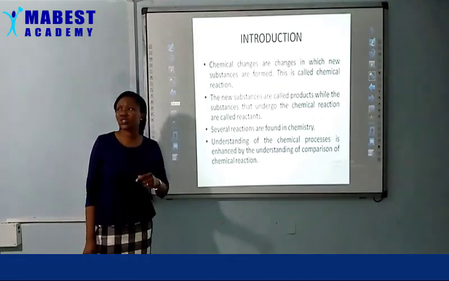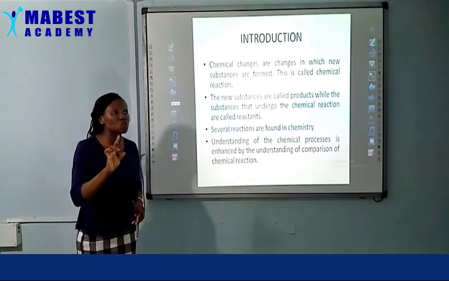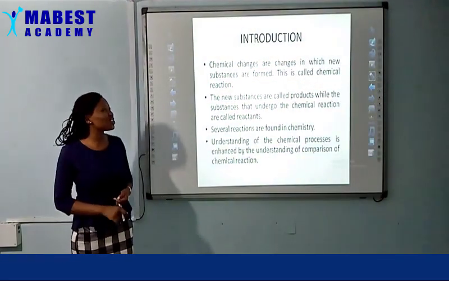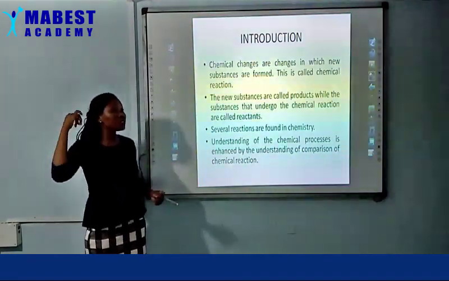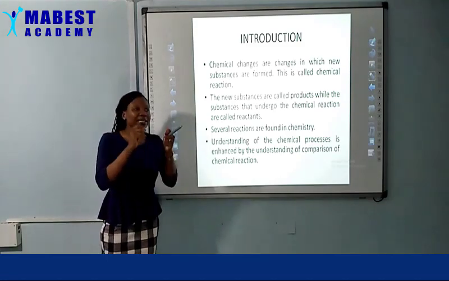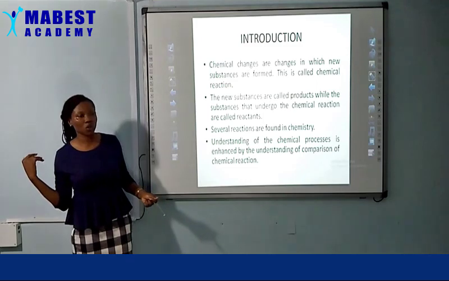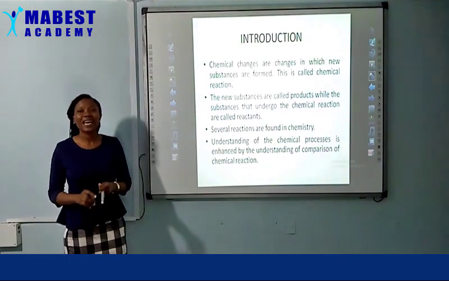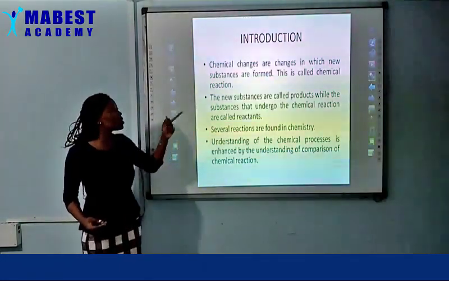As chemists, you should understand what chemical changes are. The understanding of chemical changes will enable you to fully understand what a chemical reaction really is. Chemical changes are changes in which new substances are formed. From your elementary chemistry, that means your chemistry in SS1, you were told that in physical changes, new substances are not formed, and you can easily get your original substance. But in chemical changes, new substances are formed, and you cannot get the original substance. That is called a chemical reaction.